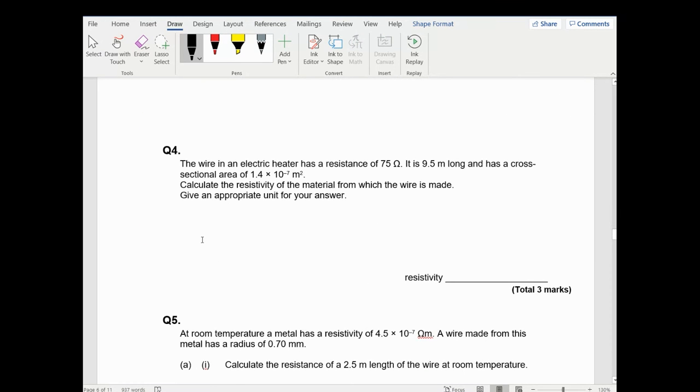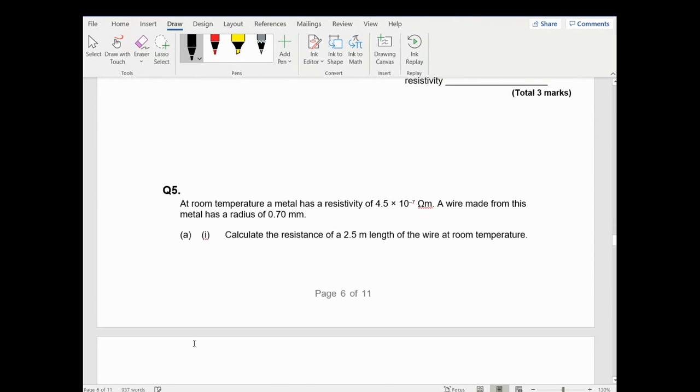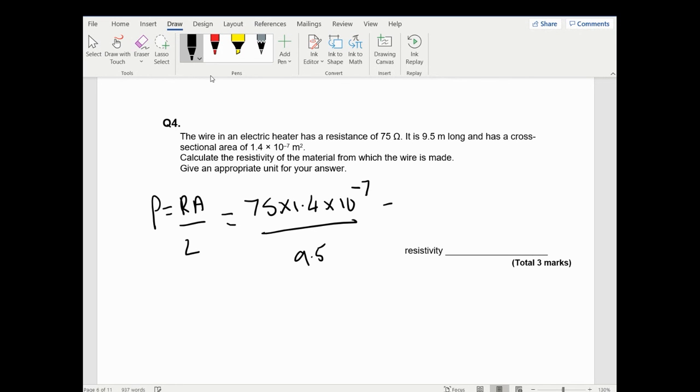Okay, so question 4. Question 4 is another resistivity question. It's quite a straightforward one. The wire in an electric heater is 75 ohms. It's 9.5 meters long and has a cross-sectional area of this. Calculate the resistivity and give an appropriate unit. Nice, 3 marks. So rho equals RA over L. So it's 75 times 1.4 times 10 to the minus 7, all over 9.5. And that is going to be 3.16 times 10 to the minus 6 ohm meters.